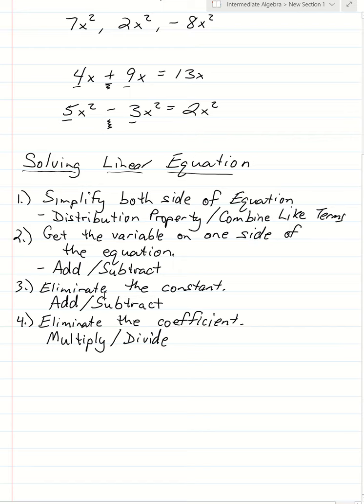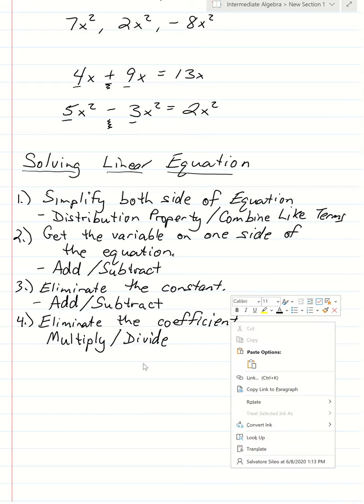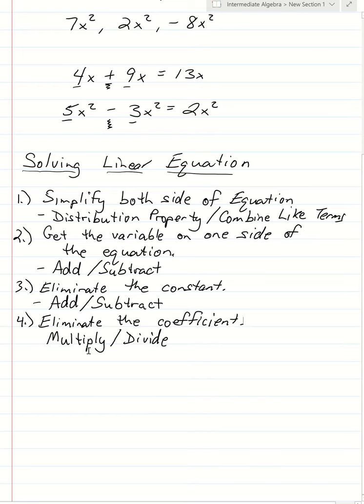Next, in step 3, we're going to eliminate the constant. That's the number that's hanging out all by itself without a variable. And how do we eliminate a constant? Well, we're going to once again add or subtract. Those are the only 2 options. Finally, we try to do our fourth and final step, whereby we eliminate the coefficient. That's, of course, the number that's in front of the variable, attached to the variable. And how do we achieve that? We're going to either multiply or divide. Those are our only choices.